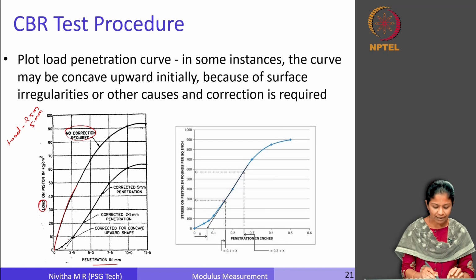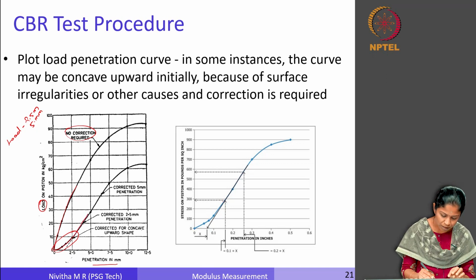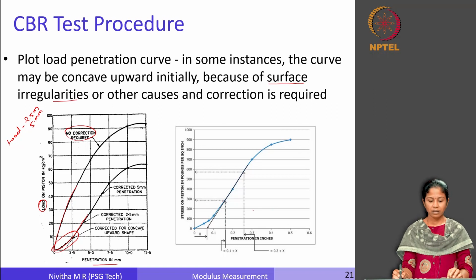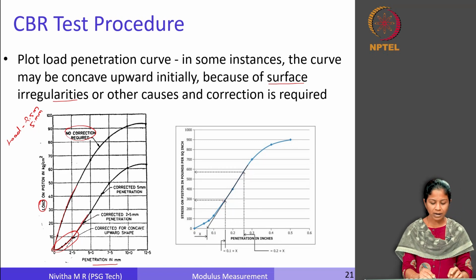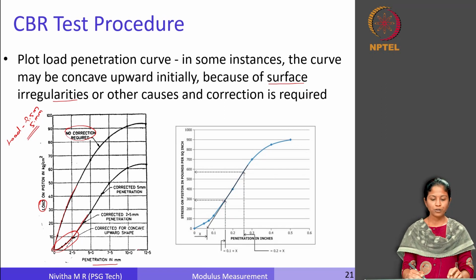Sometimes we might get a graph like this one also, right. Initially there is a concave upward trend and then it kind of begins to become linear, okay. So, this might be because of some surface irregularities or any other cause. So, if you see a trend like this where there is an initial concave upward trend, it requires correction. So, this plot has to be corrected before we arrive at the load values for 2.5 mm and 5 mm depth of penetration. So, how to carry out this correction?